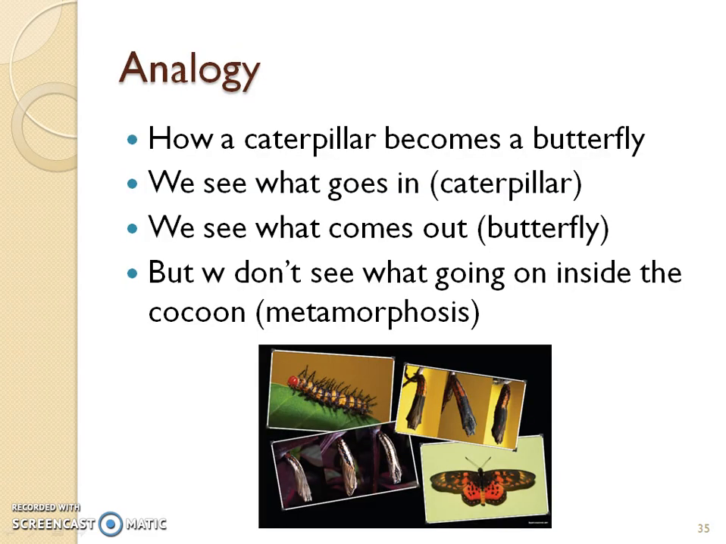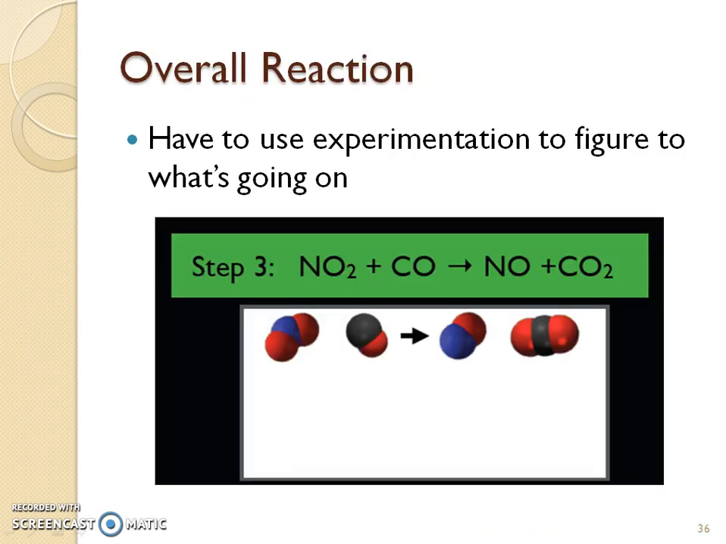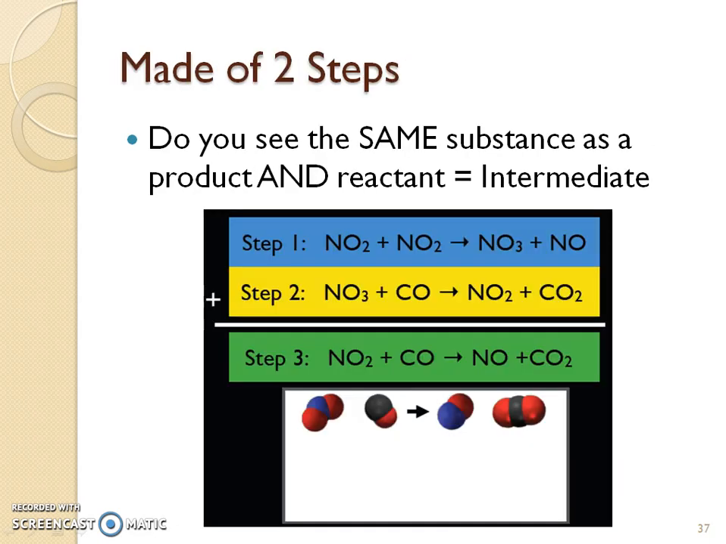And his analogy was about a caterpillar becoming a butterfly. Again, a lot of things in nature even happen in a series of steps. It doesn't go bada bing, bada boom. Everything either happens in phases or steps. So the overall reaction, again, we need to use experimentation.